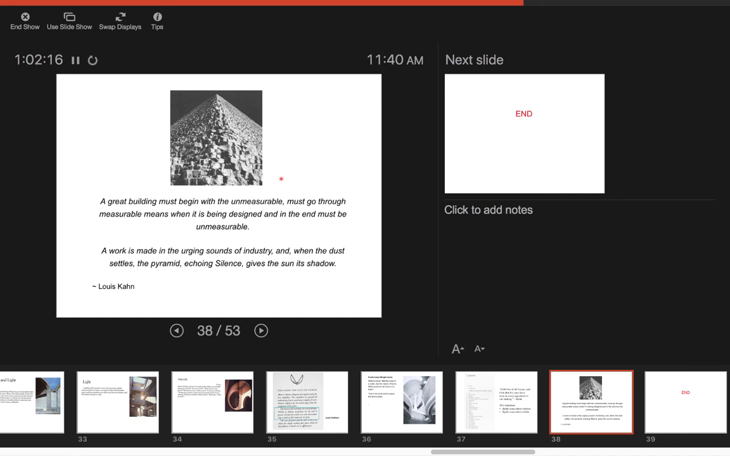When the building is finished, somebody coming to it will encounter your realization of what is education, what is a human being, whatever it is you're putting into the building. But it still has to be made out of material. A work is made in the urging sound of industry, and when the dust settles, the pyramid, echoing silence, gives the sun its shadow.